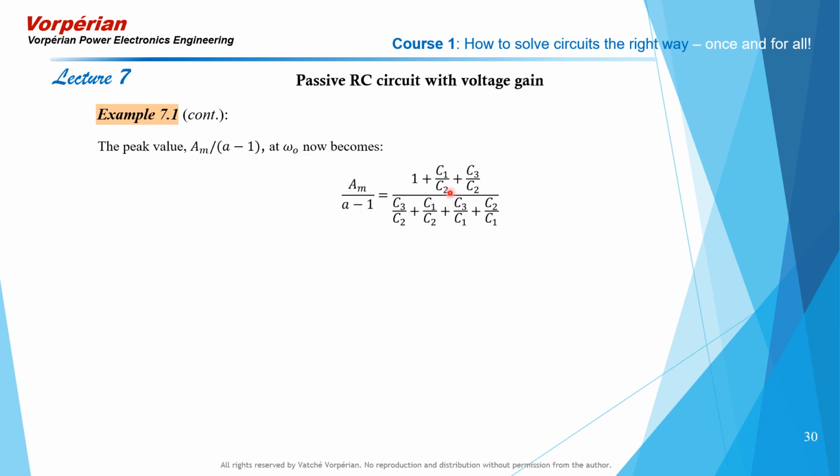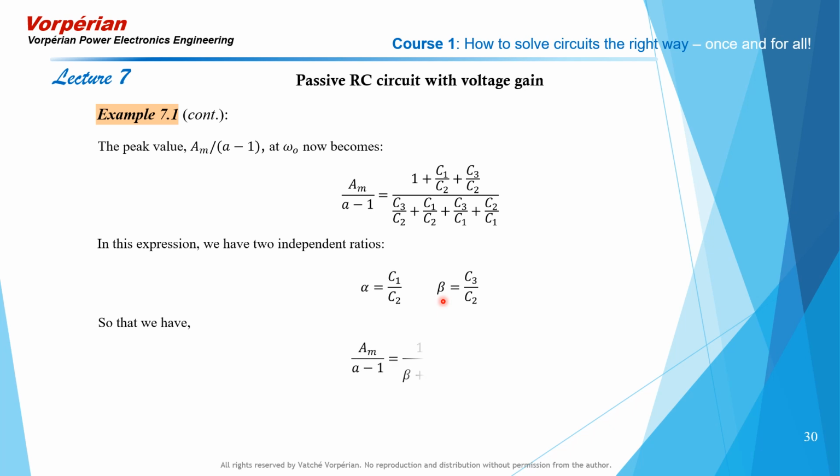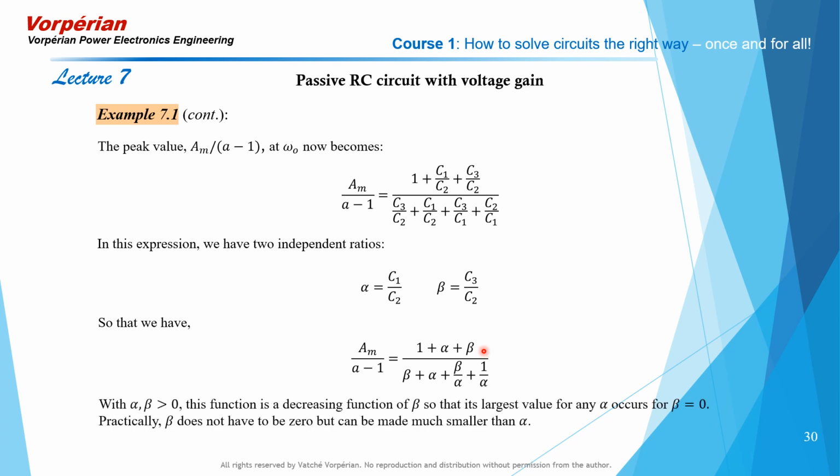With A and AM determined, the peak value at resonance is now given by the following expression. In it, there are two independent ratios, namely C1 over C2 and C3 over C2, which we call alpha and beta. When we substitute for alpha and beta, we obtain the following expression for the peak. The peak here is seen to be a monotonically decreasing function of beta, so that its largest value occurs for beta equals 0. Practically, we don't have to make beta equal to 0. We just make it much smaller than 1 plus alpha.